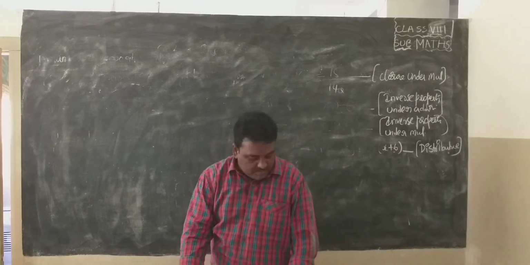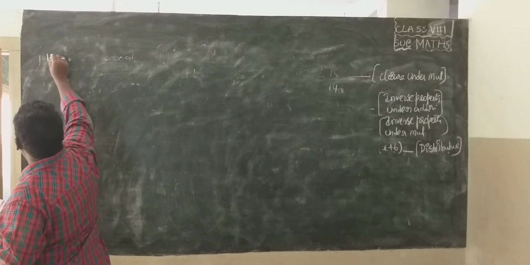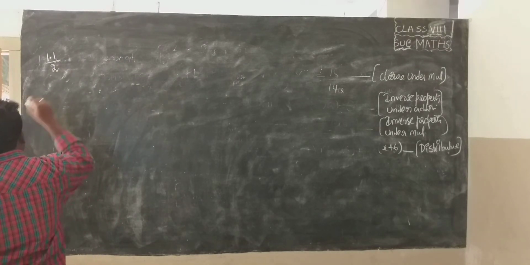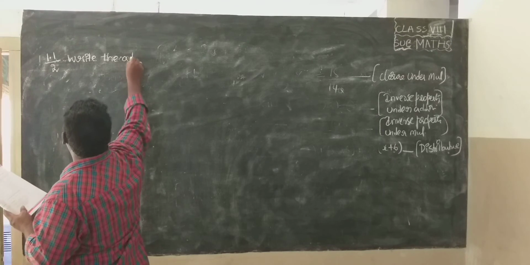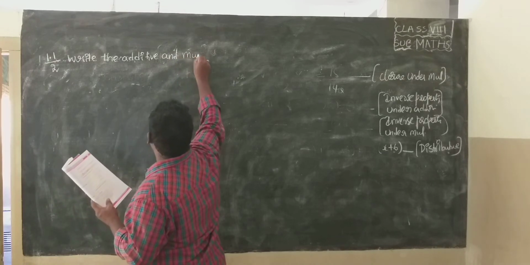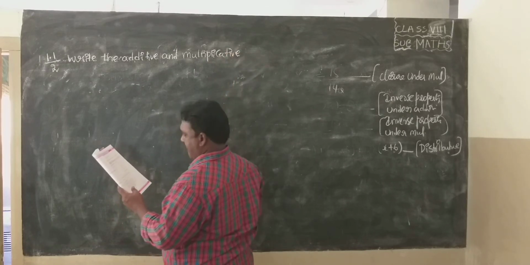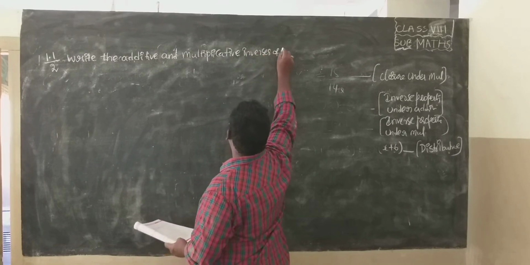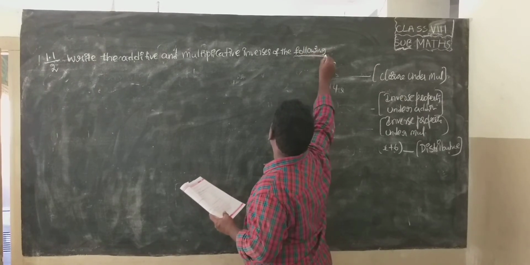Second problem in Exercise 1.1. Write the additive and the multiplicative inverses of the following. This is the heading of the problem.